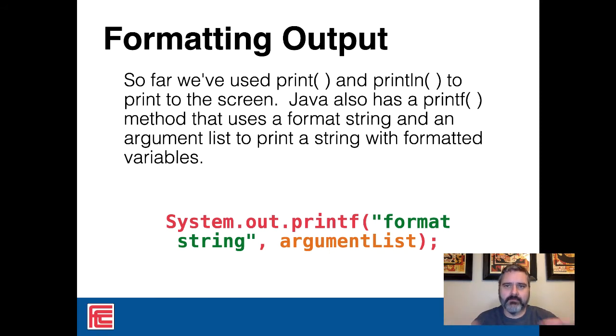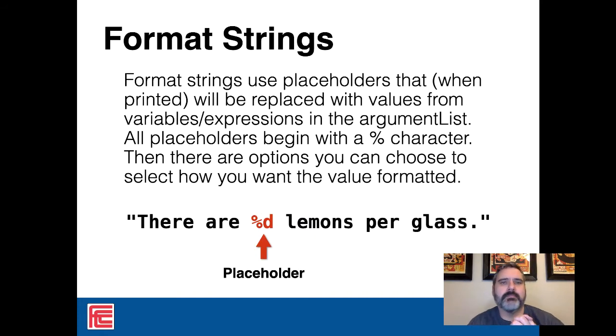We'll talk about how to lay that out. And then after that, with commas, you're going to have an argument list. Basically it's going to be commas and then as many variables as you want, all separated by commas. The idea of these variables is that they are going to be stuck into placeholders that are inside that format string. So what is a placeholder?